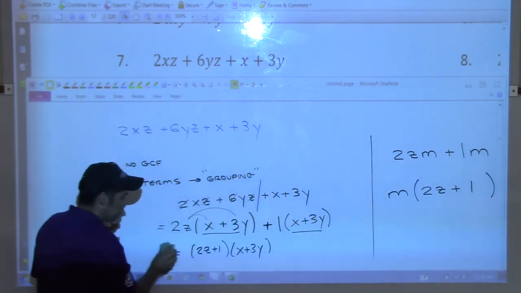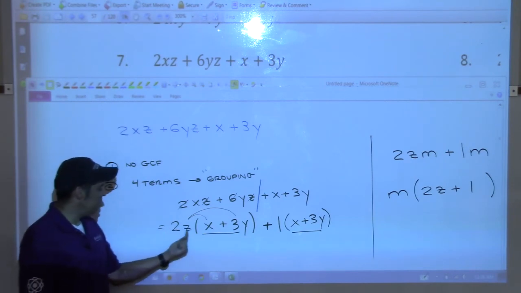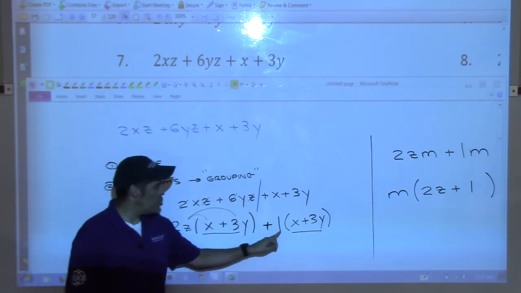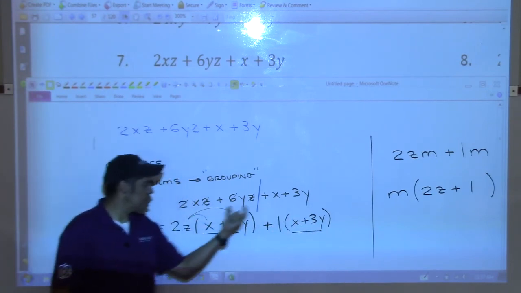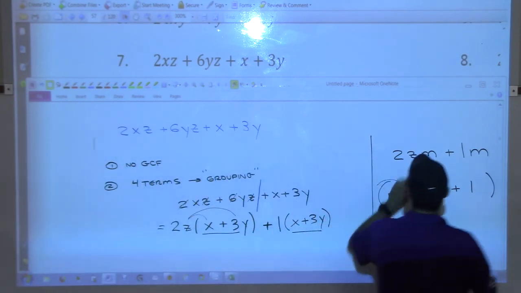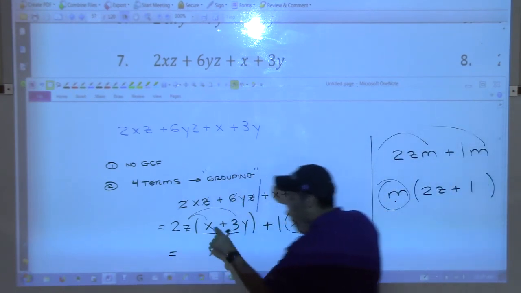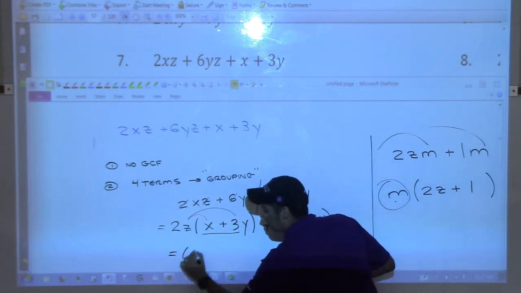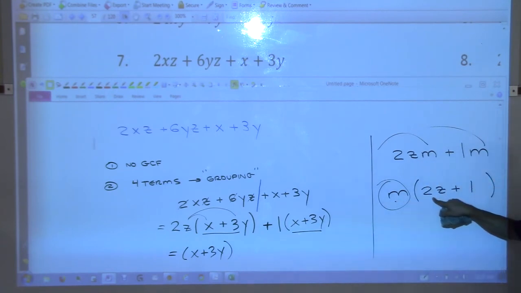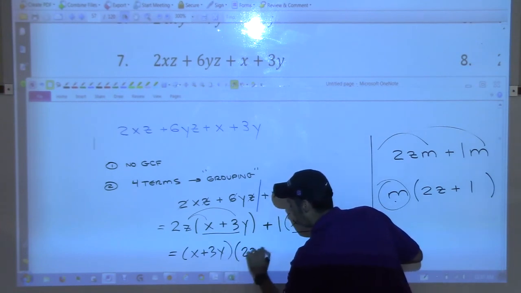Exactly the same step. I'm going to erase this, even though this is correct. I'm going to erase this, and I want you to realize that we have 2z times m, right? This is like the m. Okay, plus 1 times m. So since these two match, what we do is we pull it out, just like we did here, right? We pulled that m out. So what is the m out here for us? What is the thing that matches? X plus 3y, right? That's what's pulled out. That's our m. And then in parentheses, we need the 2z plus 1, don't we? So we put the 2z plus 1.